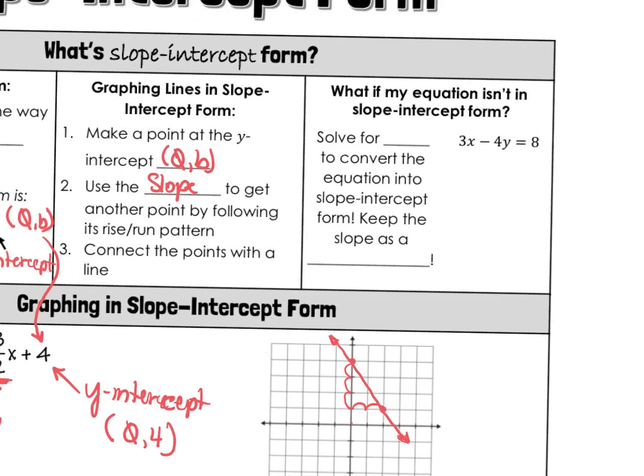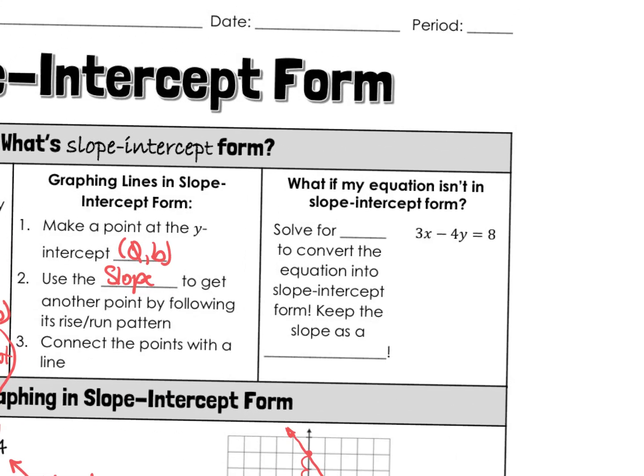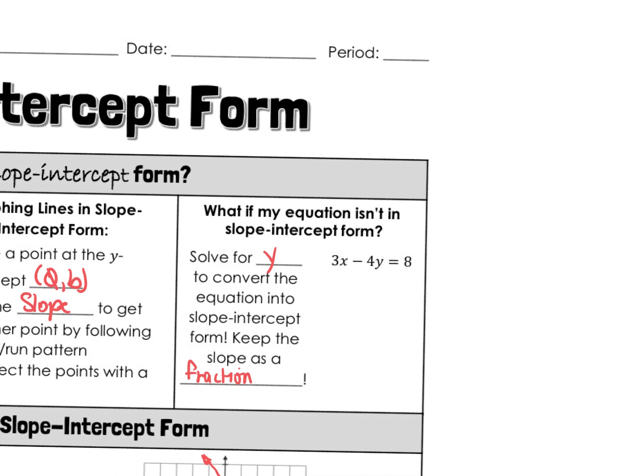All right, so what happens if the equation isn't in slope-intercept form? That means we're going to solve for y and convert the equation into the slope-intercept form and keep the slope as a fraction. And here's our example of that.